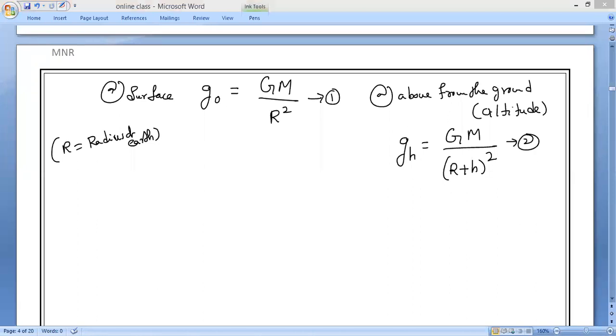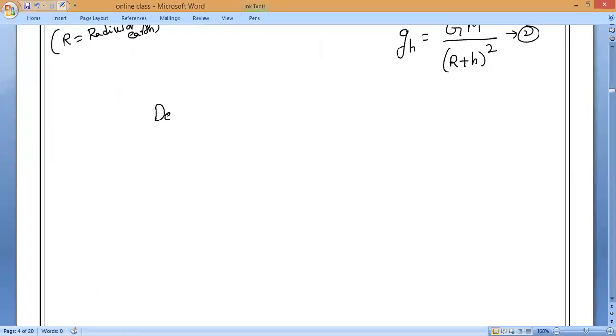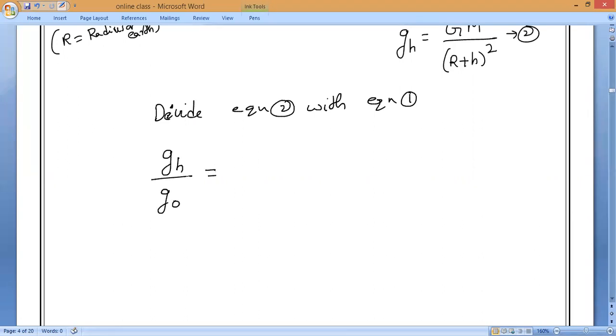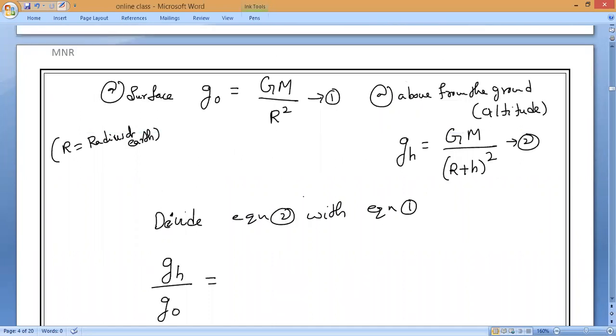Divide equation 2 with equation 1. What will happen? gh divided by g naught is equal to GM divided by R square, sorry, R plus h whole square. That is, GM divided by R plus h whole square, divided by GM divided by R square.